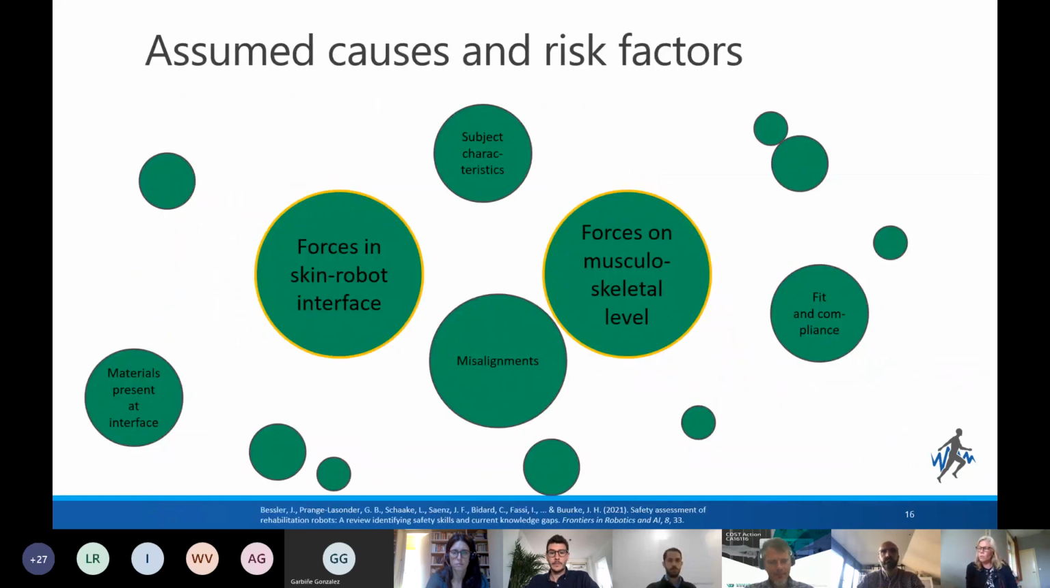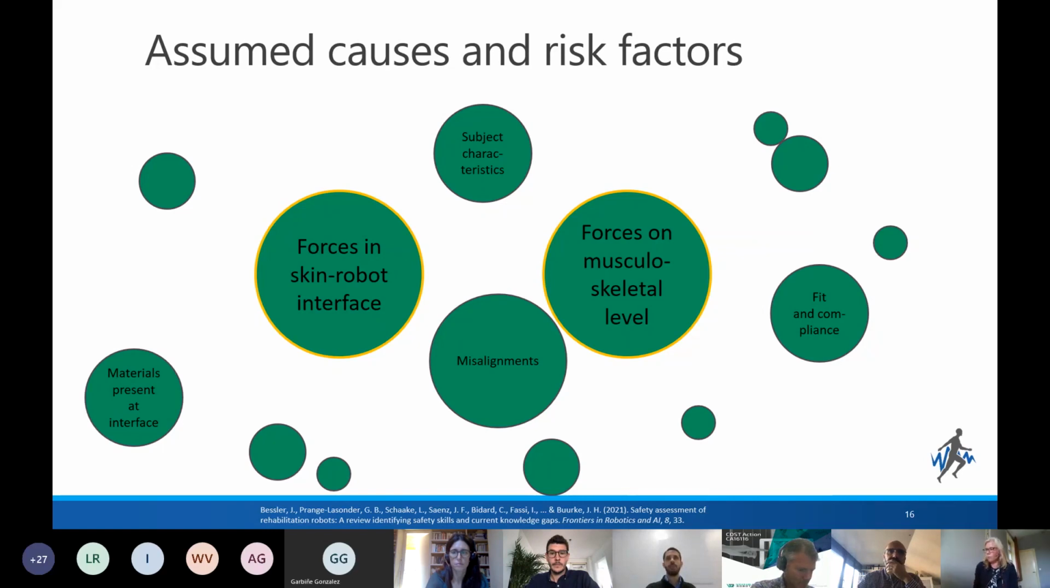And then combining all this information that we found in these studies, we try to highlight or to identify the assumed causes and risk factors that might contribute to that. And in summary, it all comes down to basically two aspects. That's forces in the skin-robot interface and forces on the musculoskeletal level. And of course, all these things are influenced by different aspects, such as the subject characteristics, the materials present at the interface, the fit and the compliance of the device, and of course the amount of misalignment that's occurring.